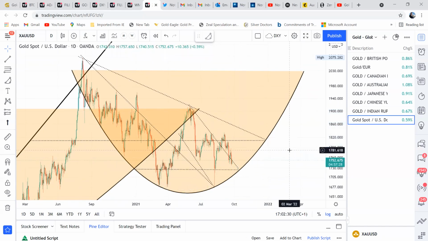So that's it, a whole load of arcs going on and a lot of arc resistance, arc support lines to monitor as we go forwards through the next few days and weeks. So fingers crossed these continue to play out to the upside. So plenty more to come as we go through the coming days and weeks.